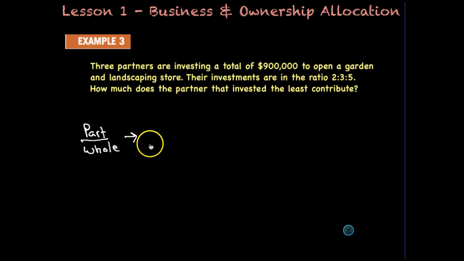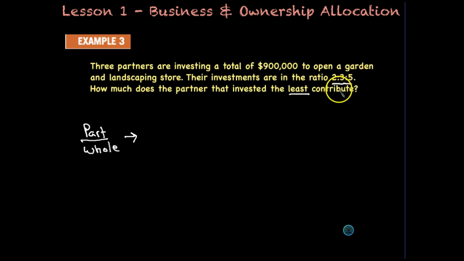Remember, we're dealing with ratios. When we're dealing with ratios, we can take parts and compare it to the whole. We want to know how much the partner that invested the least contributed. Well, we have a partner that invested 2 compared to a partner that invested 3 and 5. You can think of these as dollars if you'd like. How many dollars did they invest in total if this is the dollars that they invested? Now these aren't the dollars, this is just the ratio.